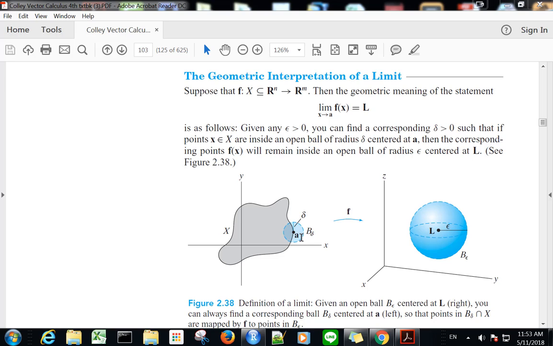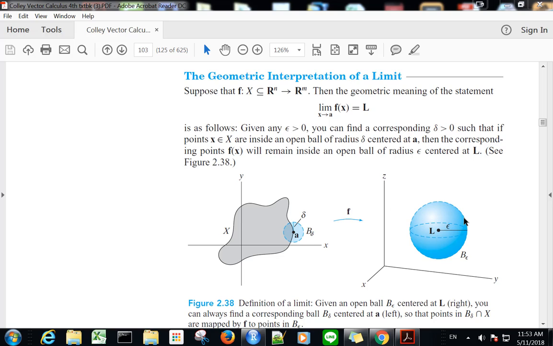we can find a ball around A, given any epsilon ball around L, such that everything in that ball in X goes within here. So if we make this ball smaller, then we'd probably have to find a smaller ball around here, but we can find a ball around A so that everything goes into that ball.